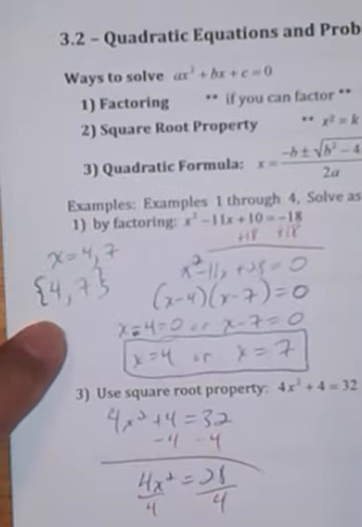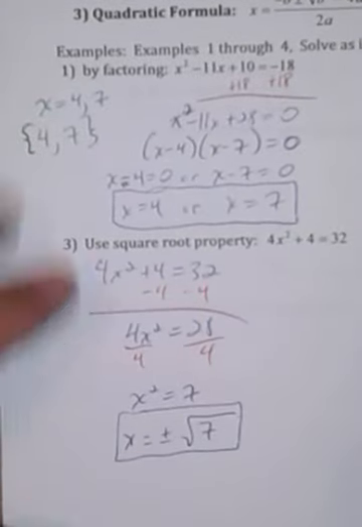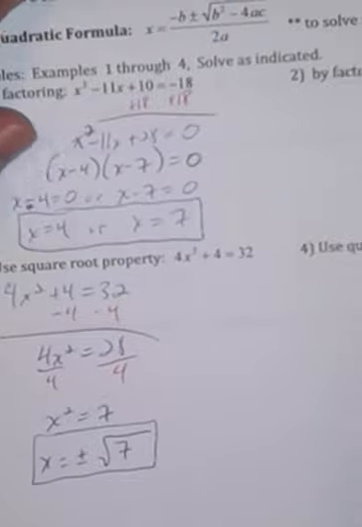And again, you can write in set notation, right? This one we can leave it like that. This represents both the positive and the negative possibilities.